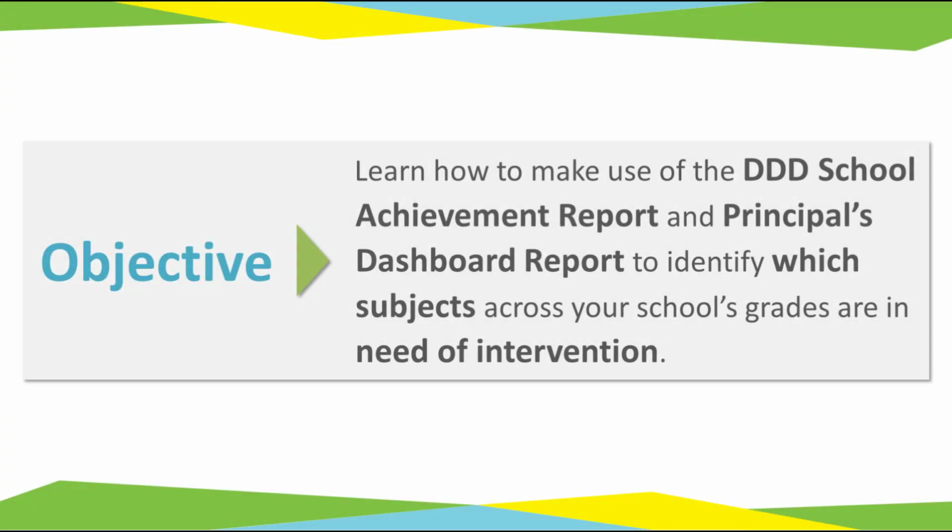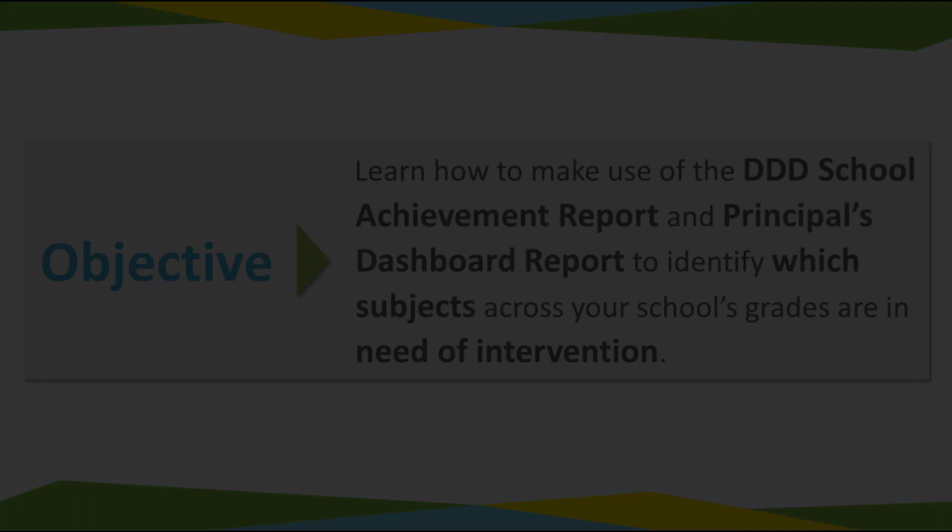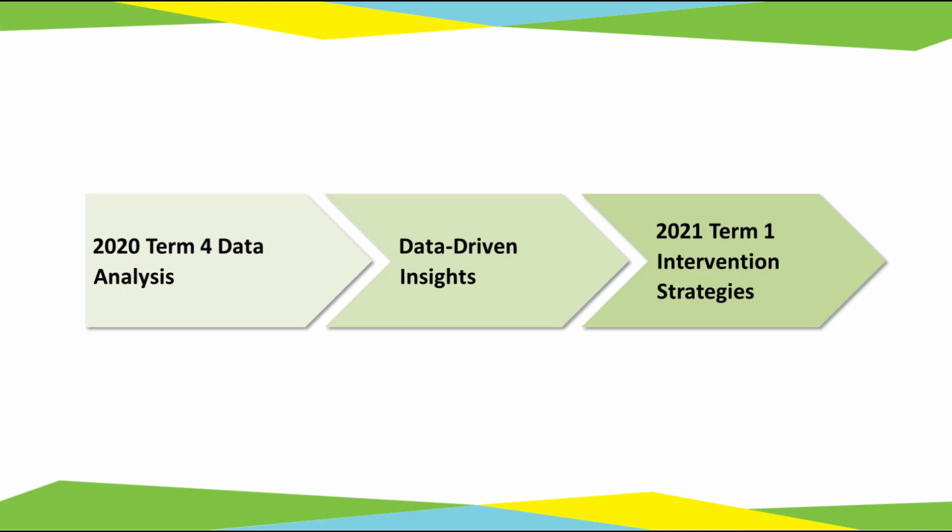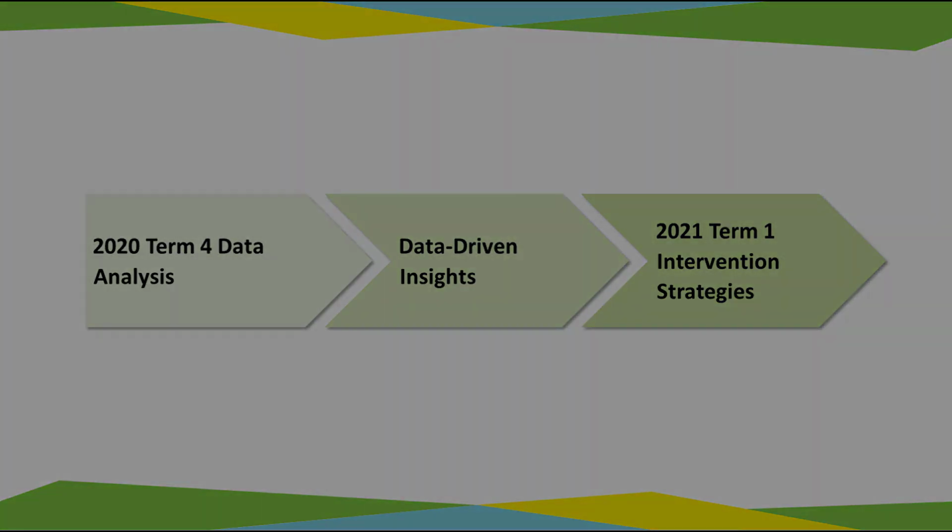This video will show you how you can make use of the DDD School Achievement Report and Principal's Dashboard Report to identify which subjects across your school's grades are in need of intervention. The video will show how this can be done in the beginning of 2021 using 2020's Term 4 data, so you can develop subject intervention strategies from day one.